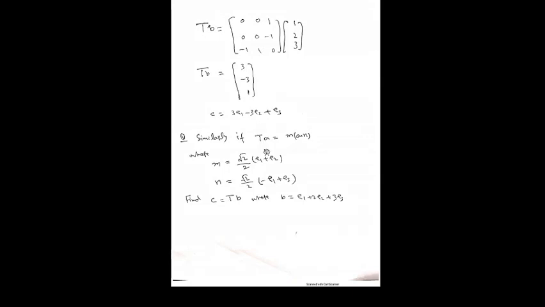Similarly you have to do this. If T is equal to this, with m and n given, find c, where b is this, and T is equal to m into a dot n. What is this? This is m and this is n, so Ta is a dot n into m.